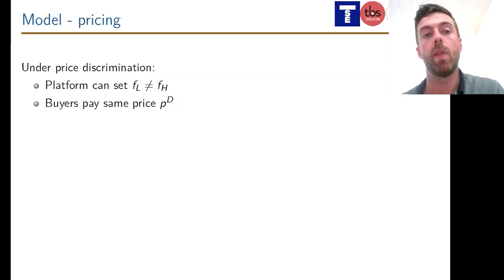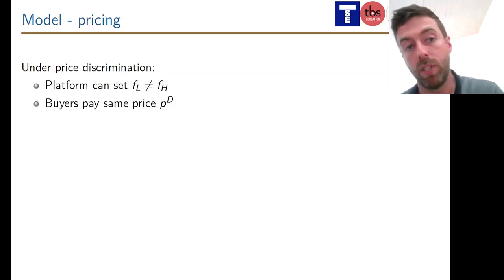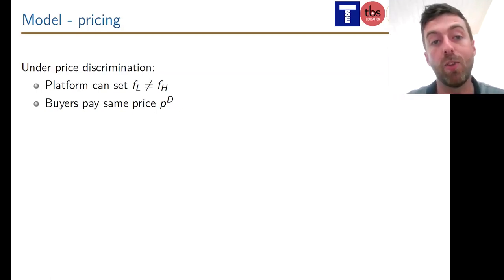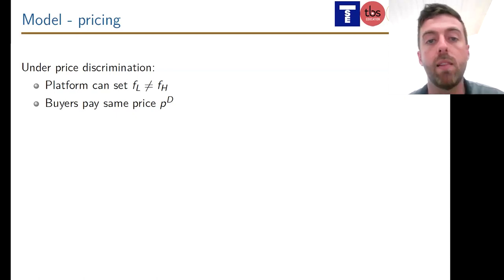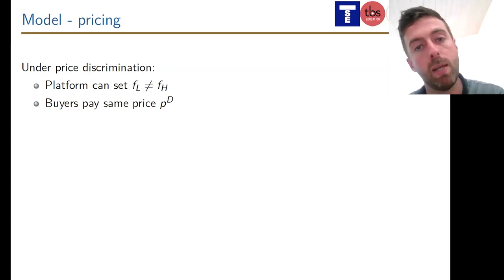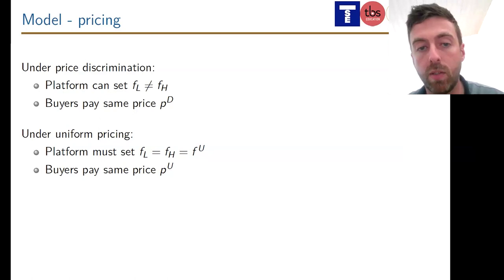Okay, so in terms of pricing, we distinguish two regimes. Under price discrimination, the platform can set a different fee depending on the type of the seller. So it can observe the type of the seller and set FL potentially different from FH. But buyers pay the same price PD. Whereas under uniform pricing, you've got the constraint that the platform has to set the same fee for sellers, FU, and all buyers pay the uniform price PU.